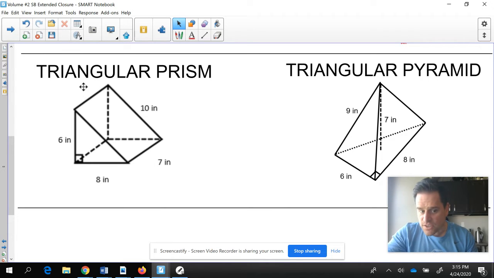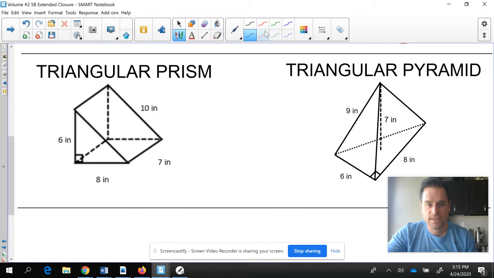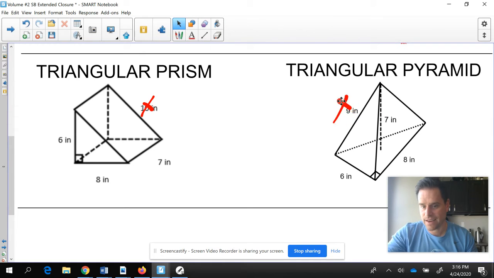By the way, do you notice the number here? Is there a number you don't need to solve for the volume? You see it? If you got it, you don't need that 10. You don't need this 9 because it's always the area of the base times the height, and the height is always from top to bottom. This is called a slant height. Yeah, you don't need that.